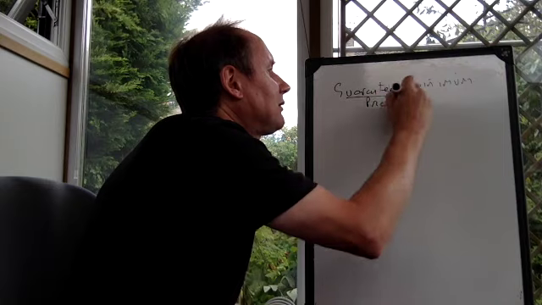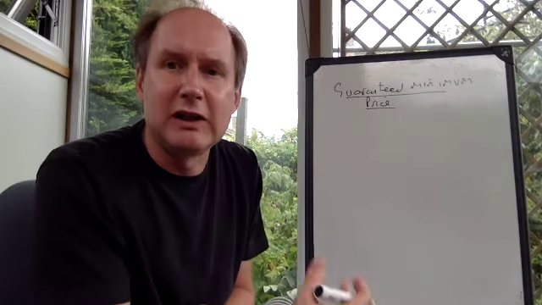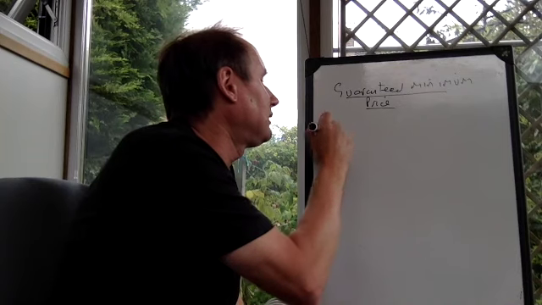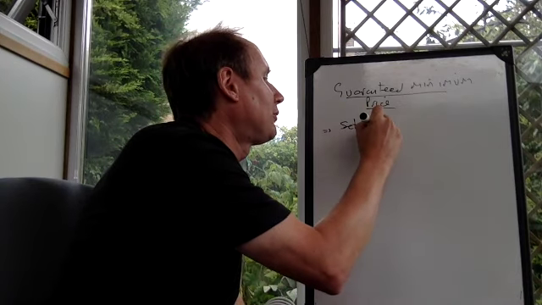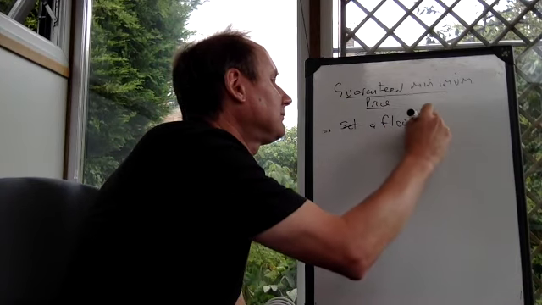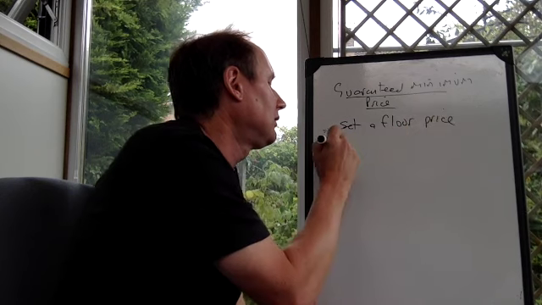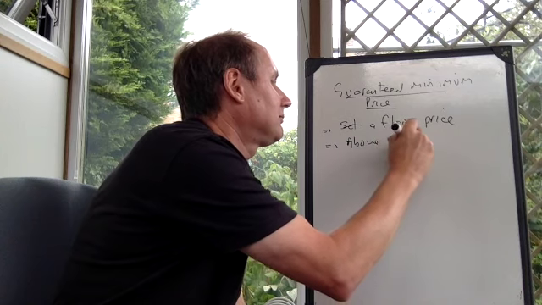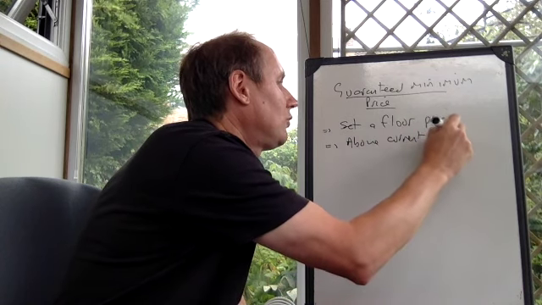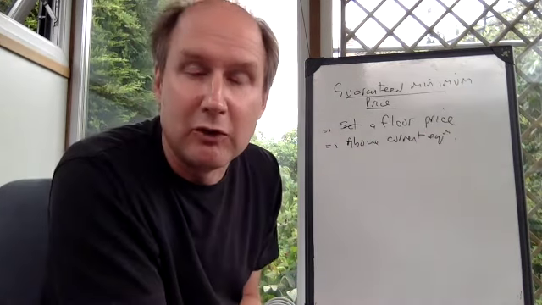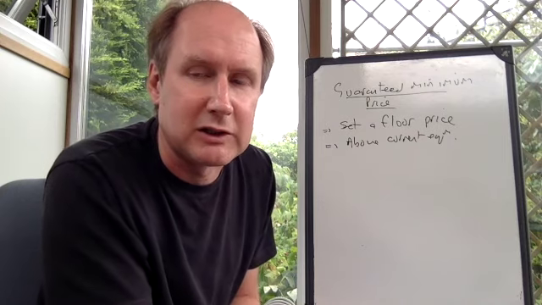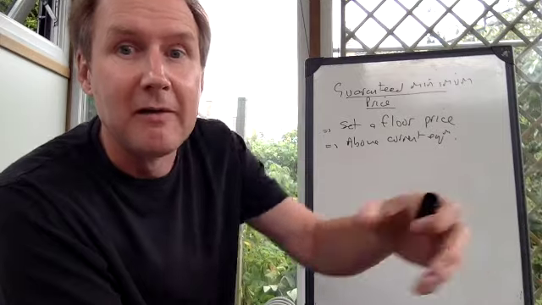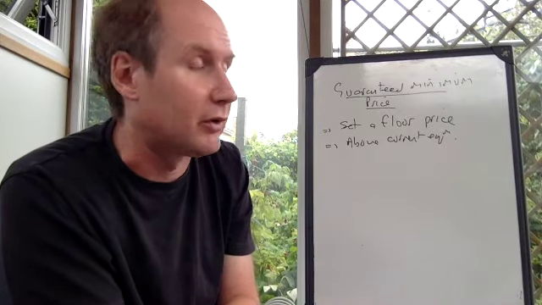Except that there's no price ceiling, there's only a price floor. So the idea is we set a floor price. Usually that's above the current market equilibrium, because normally we're trying to raise prices for producers. It doesn't have to be. You might use it as a long-term guarantee, but usually it's above the current equilibrium price.